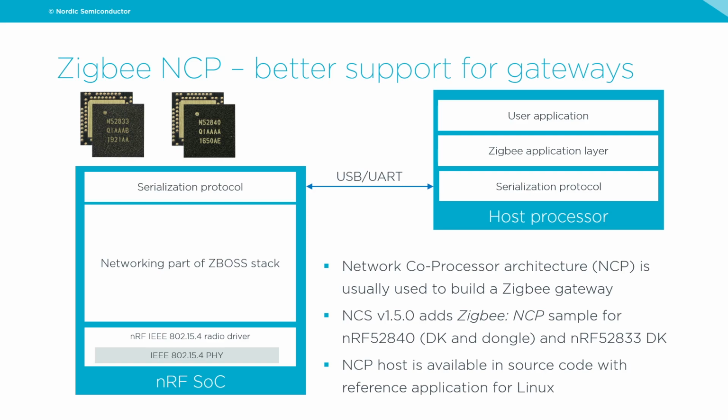In NCS 1.5, we added a fully configurable NCP sample for nRF52840 and nRF52833, which allows you to customize the configuration and several parameters. As a complementary part, we deliver the NCP host in source code with a reference build for Linux.